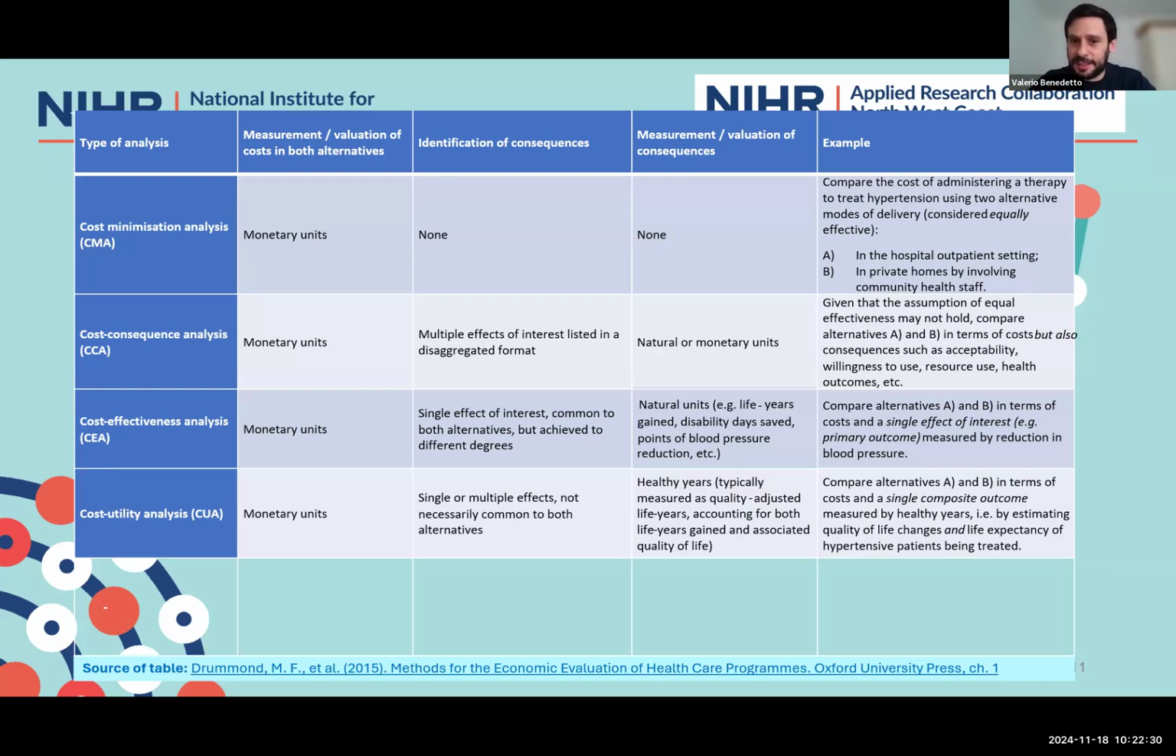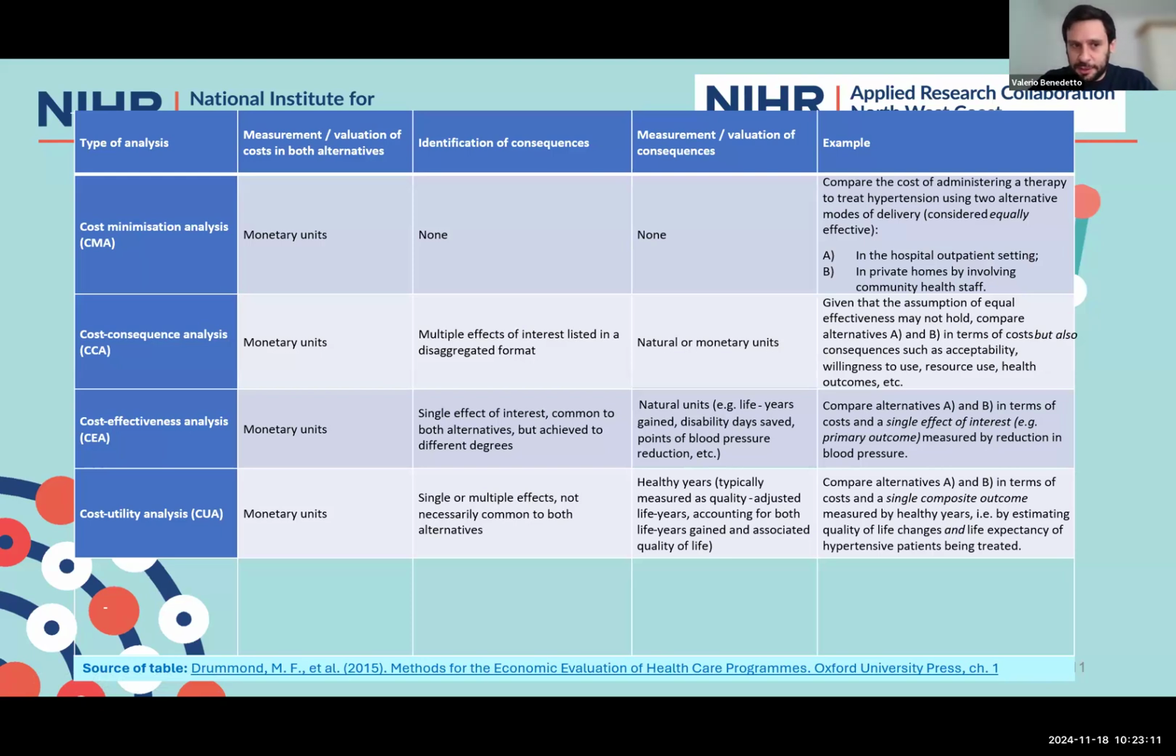With cost-utility analysis instead, we are trying to measure healthy years, which is a composite outcome which takes into consideration not only the quality of life, but also the quantity of life in a way. So not only how well we live, but also how long we live as a result of receiving a particular intervention. So let's have a look at the last column. Again, we've got this comparison between alternatives A and B in terms of costs and a single composite outcome measured by healthy years, which means estimating the quality of life changes and life expectancy of hypertensive patients being treated.